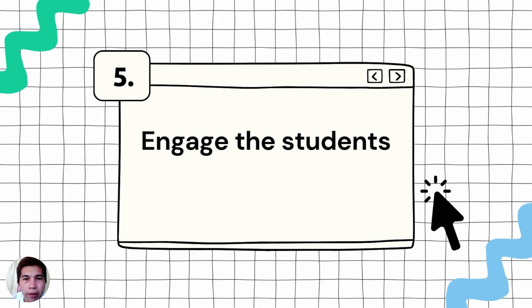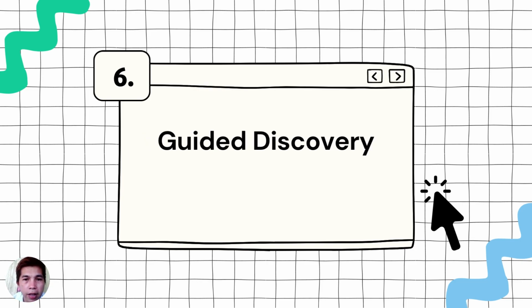Number five, engage the students. First introduce the generative situation to your students and immerse them in it. Encourage them to explore and interact with the authentic materials, encouraging discussions, observations, and questions related to the scenario. Number six, guided discovery.